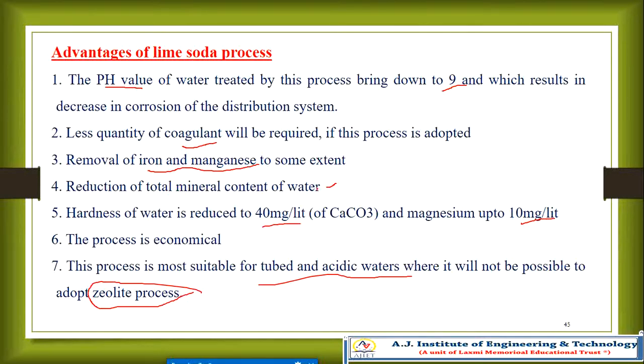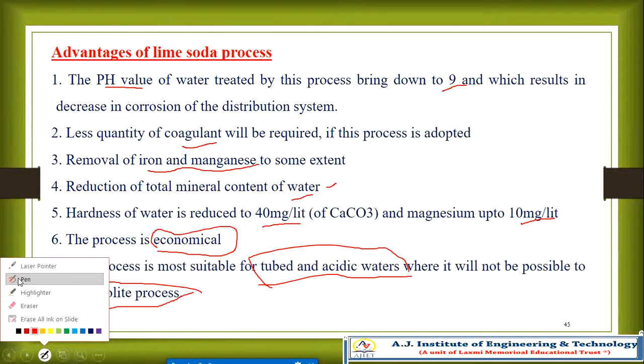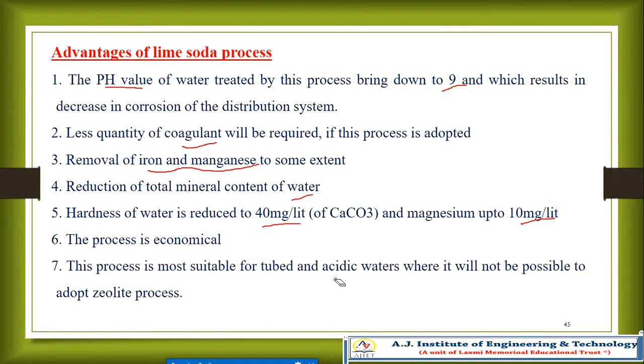Reduction of the total minerals of the water will be there, and hardness can be reduced up to 40 mg per liter of CaCO3. This process is economical and most suitable for turbid and acidic water, where it is not possible to use zeolite processes. This is about the advantages of the lime soda process.